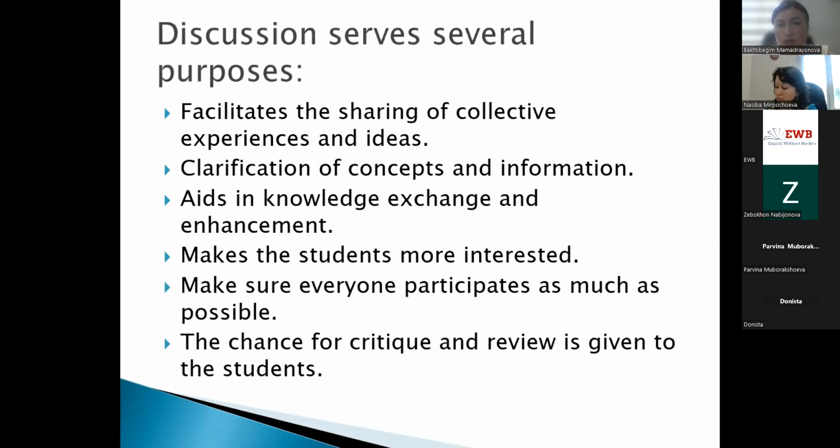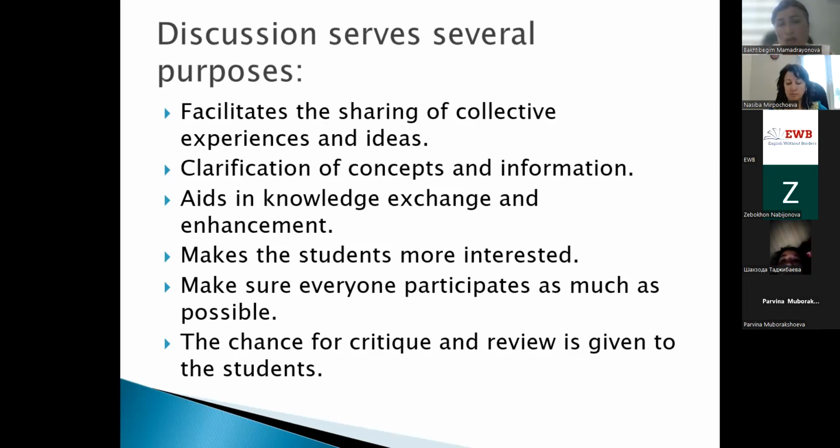So the purpose, the objectives of using these techniques in classes: first, it facilitates the sharing of collective experiences and ideas. Then it clarifies concepts and information, aids in knowledge exchange and enhancement, makes the students more interested, and makes sure everyone participates as much as possible. The chance for critique and review is given to the students. Now, these are the purposes that teachers actually put in their lesson.